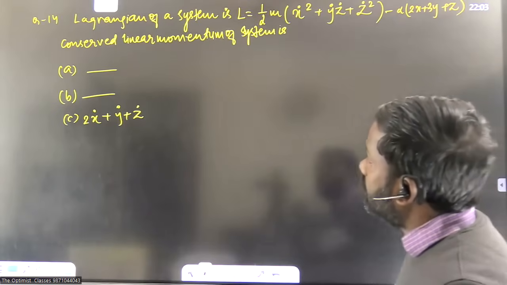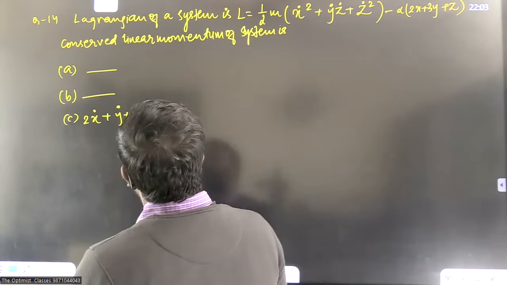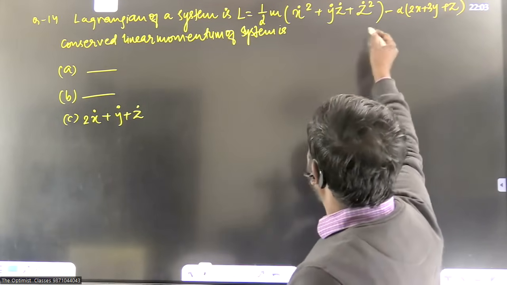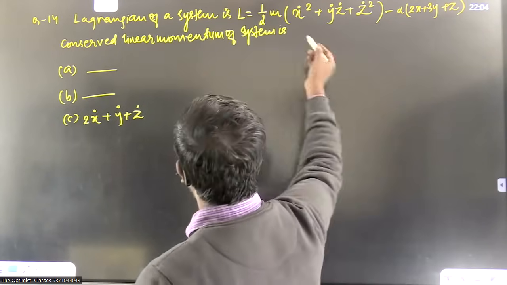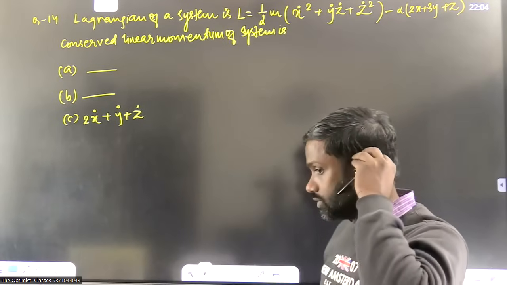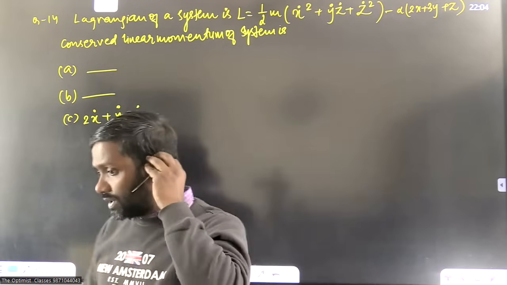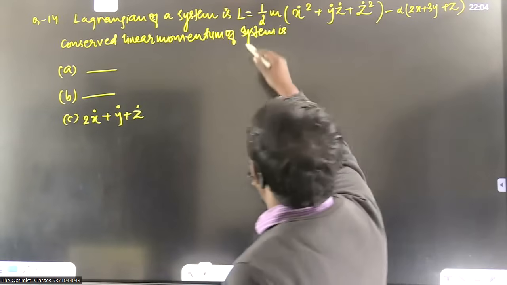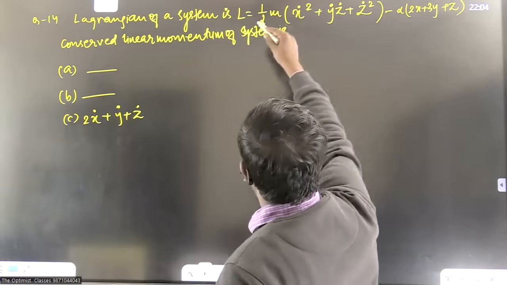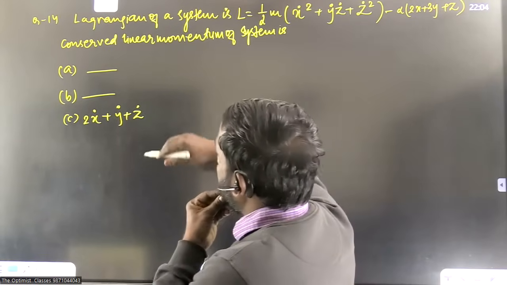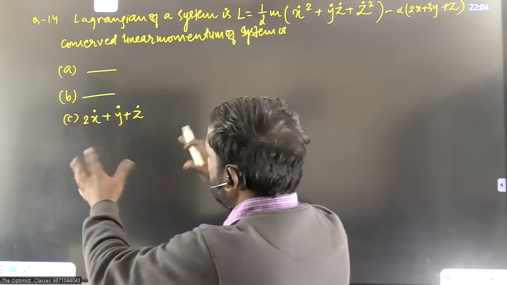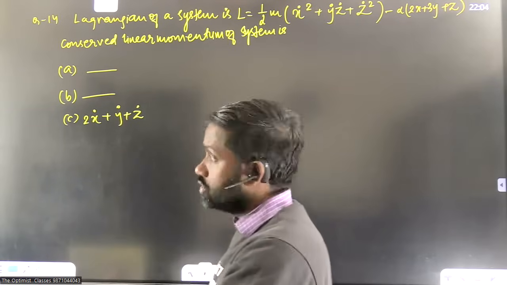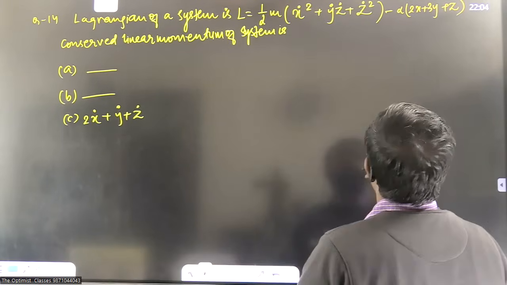All right, now let's do another question. Here Lagrangian is given, and the question says conserved linear momentum. Actually, my mic is switching off. So if the mic switches off, I'll take a pause and then come back after some time. So here the question is there is a Lagrangian, and in the options some combination of velocities was given, and the question was which is the conserved linear momentum.